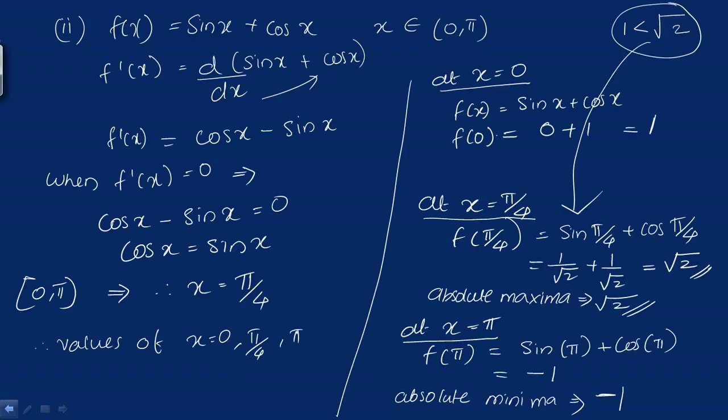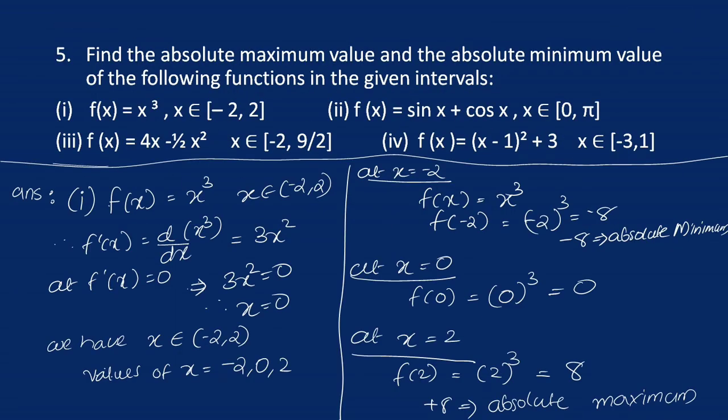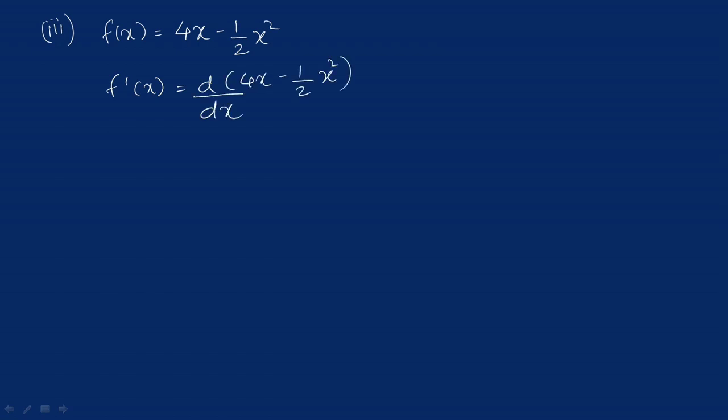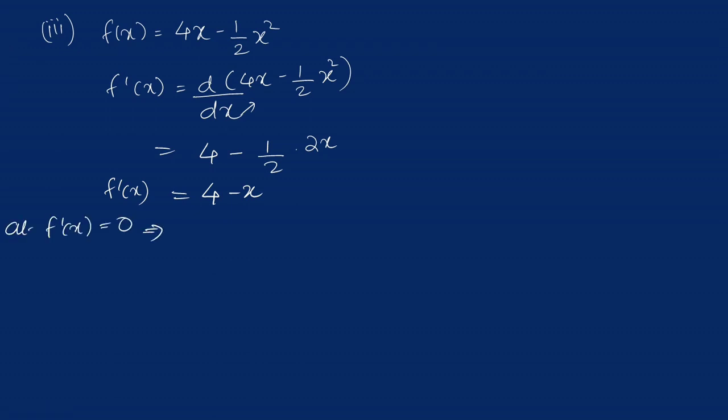Now moving into the third question, that is f of x is equal to 4x minus half x square, where x belongs to the interval minus 2 to 9 by 2. So we have given f of x is equal to 4x minus half x square. So what is f dash of x? That is d by dx of 4x minus half x square. D by dx of 4x, that is 4 itself, d by dx of half x square, that is minus half into x square, that is 2x. So we have f dash of x, that is 4 minus x.